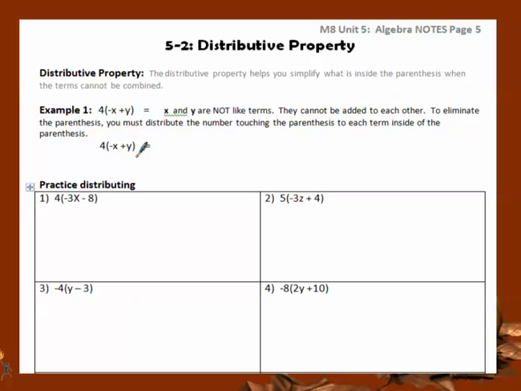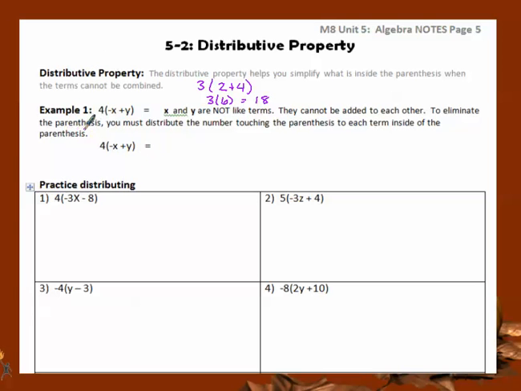So, when we did order of operations, say we had a problem that was 3 times parentheses 2 plus 4, we were able to solve the 2 plus 4, and then we could do 3 times 6, and we could get an answer of 18. But when we're starting to work with letters, sometimes we cannot combine the terms that are inside of the parentheses. So that's when the distributive property comes into play.